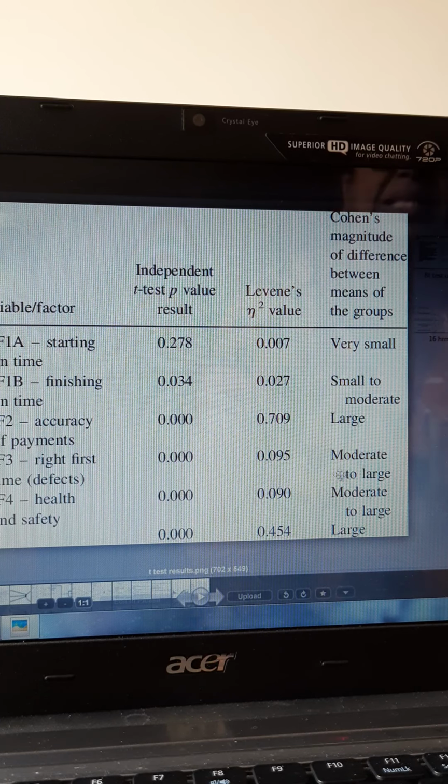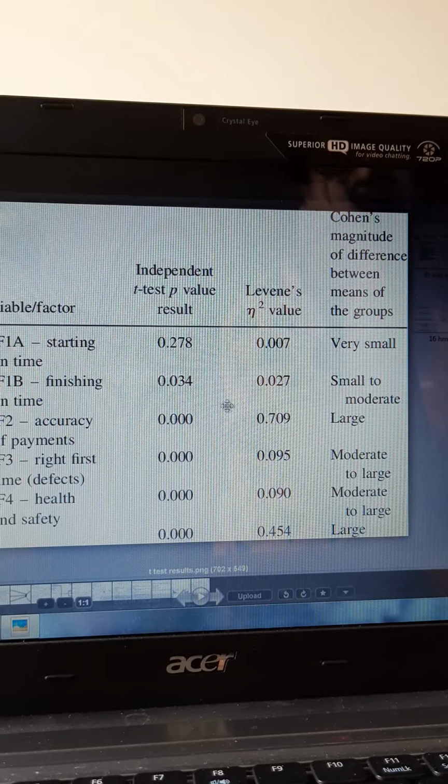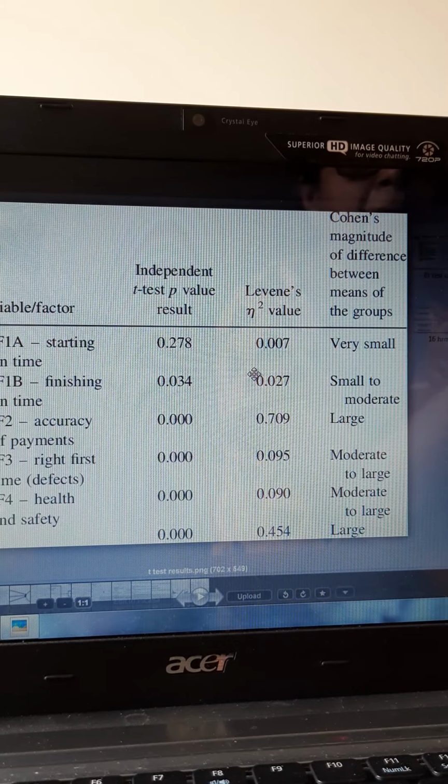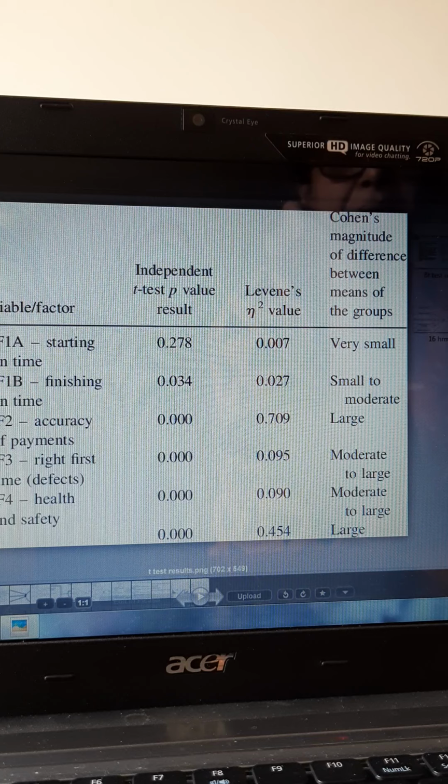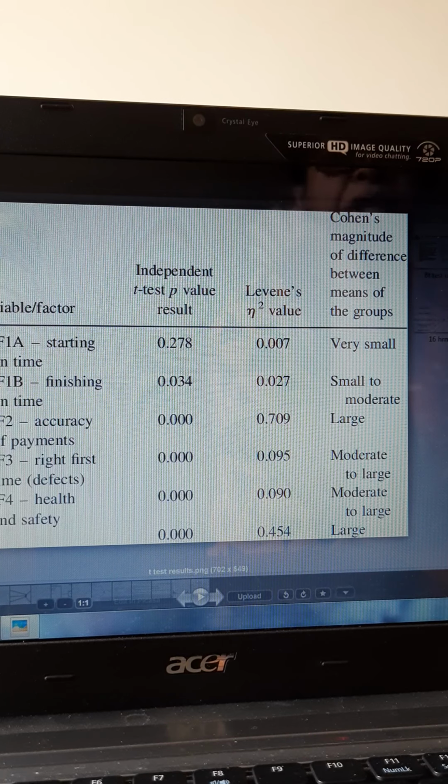Okay, so like this. As I mentioned, you will not be having SPSS output in your exams. It is just an exercise, just showing you all how the interpretations are made.